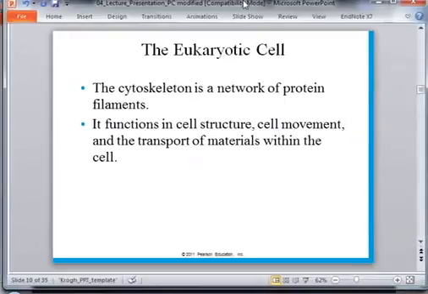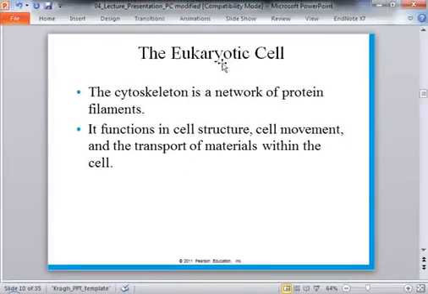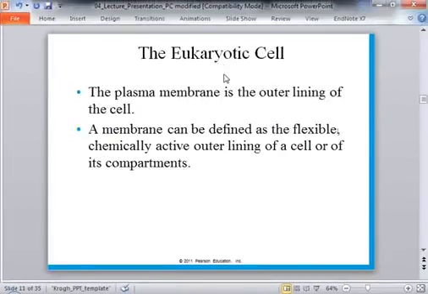So that is the cytoskeleton. It's a little bit more than just the support beams. All right, now we come to the plasma membrane. And the plasma membrane is listed on your factory analogy as the shipping and receiving department.